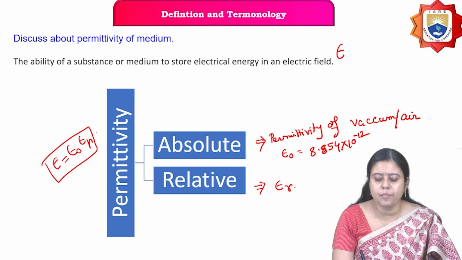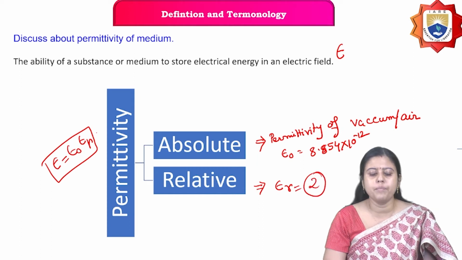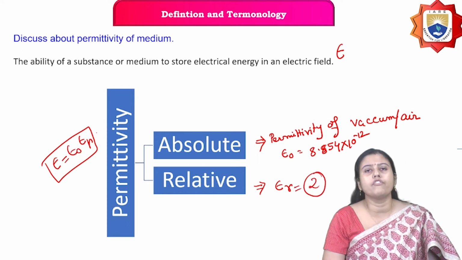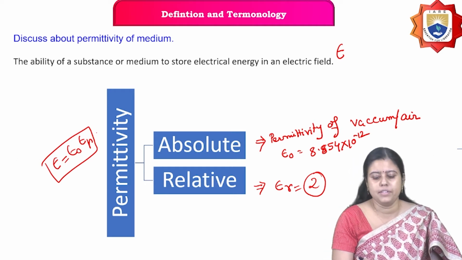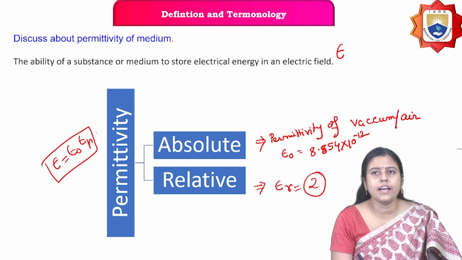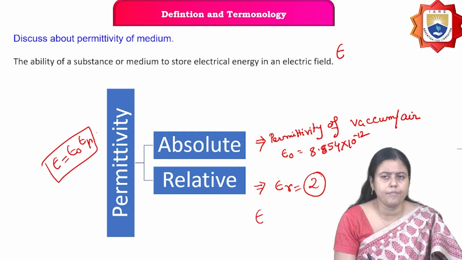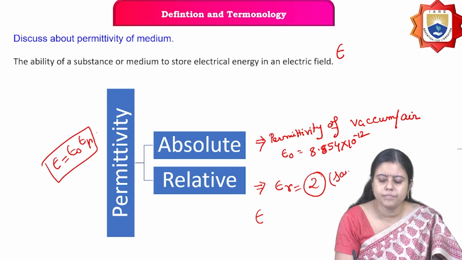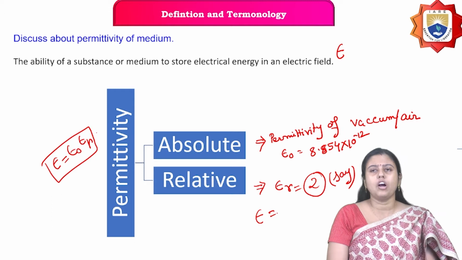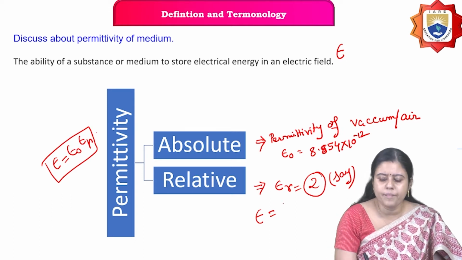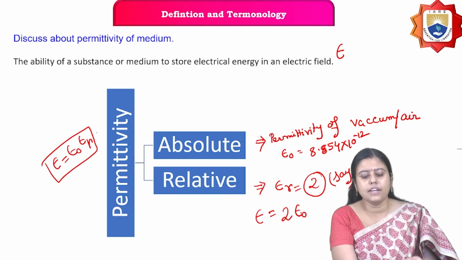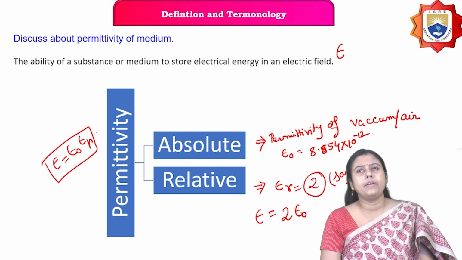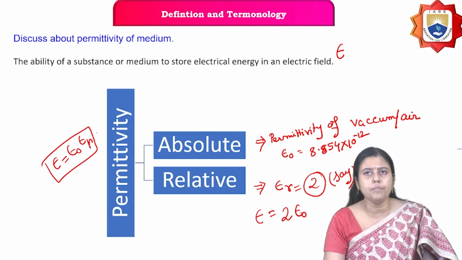Like epsilon r equal to 2, what does it mean? The permittivity of the medium is 2 times the absolute permittivity. If epsilon r is equal to 2 for any medium, then what will be the permittivity of that medium? It should be 2 into epsilon 0. So this is the relation between the permittivity of a medium and the relative permittivity.